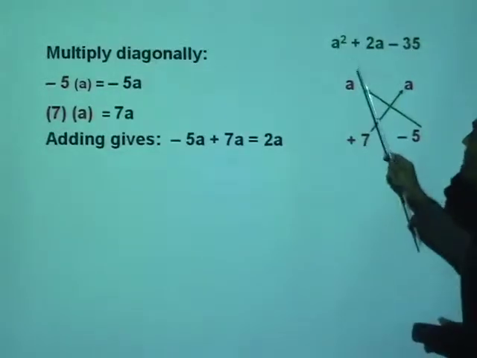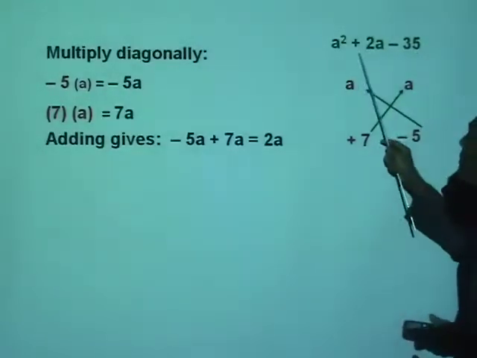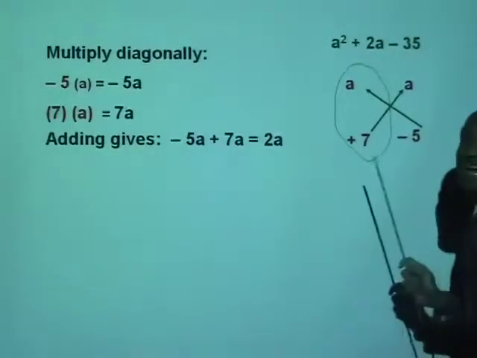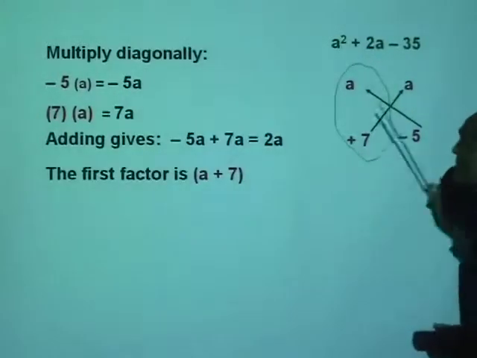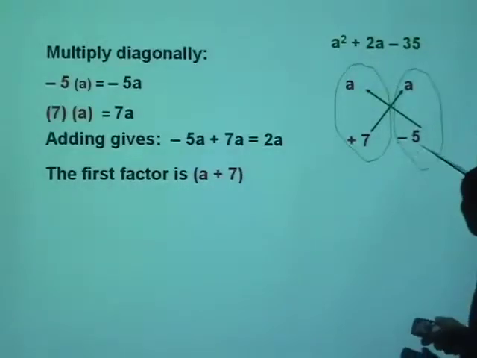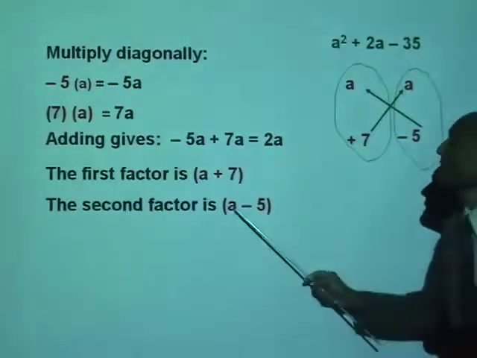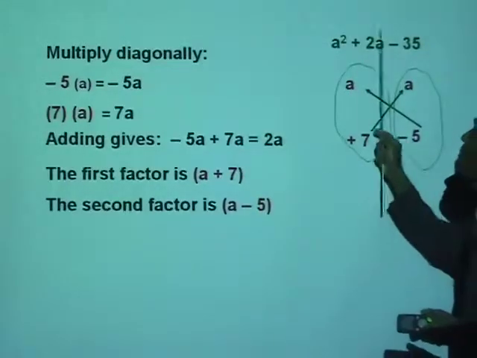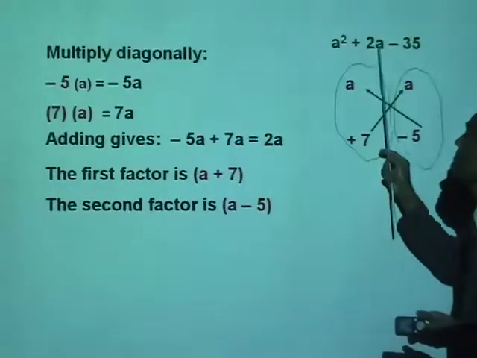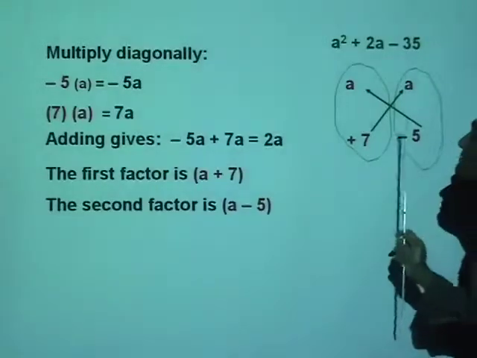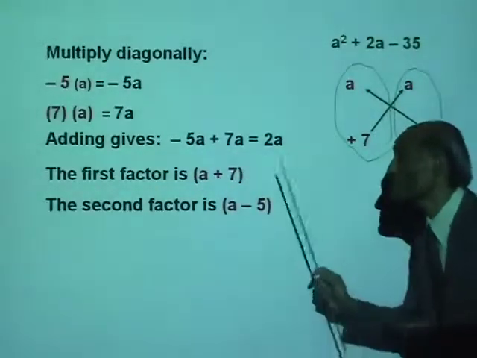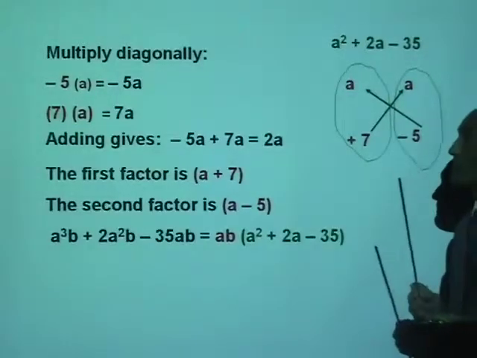How do we pick the factors of this trinomial? The first factor of that trinomial is A plus 7. The second factor of the trinomial is A minus 5. Therefore, this trinomial A squared plus 2A minus 35 is A plus 7 times A minus 5.